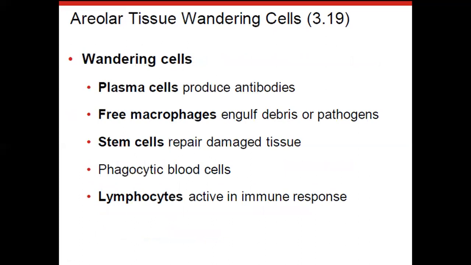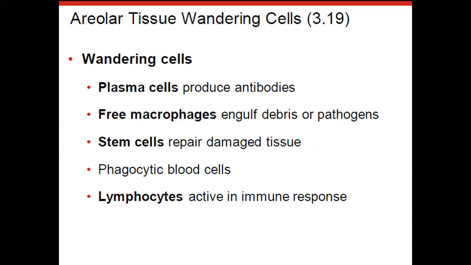Plasma cells produce antibodies, and antibodies are what attack infection. Free macrophages, as opposed to fixed macrophages, can also undergo phagocytosis or engulf pathogens or debris. They are the same thing as fixed macrophages, they're just able to wander into and out of this tissue.